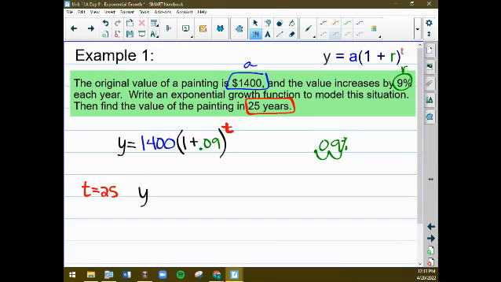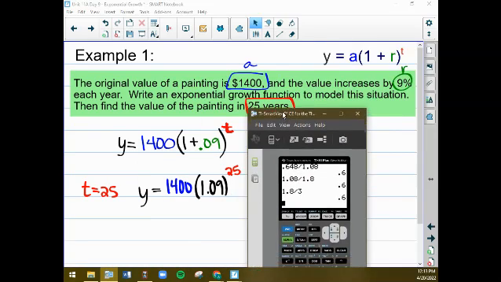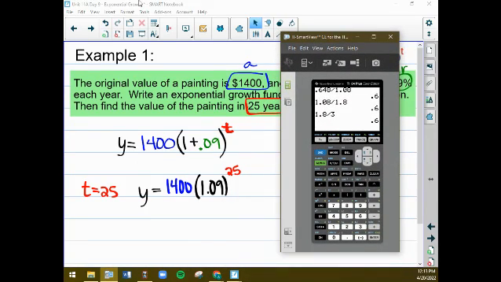Well, I've got y equals 1,400 times 1 plus 0.09, which is 1.09, and then to the power of 25. Okay, and we can just do that in our calculator. So I do 1400 times 1.09 to the 25th power.